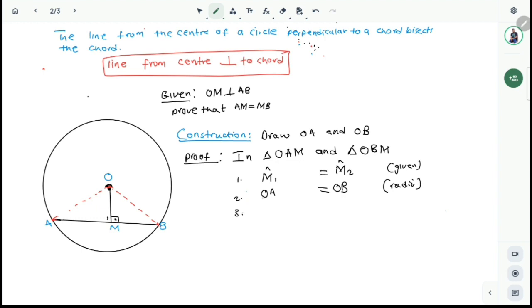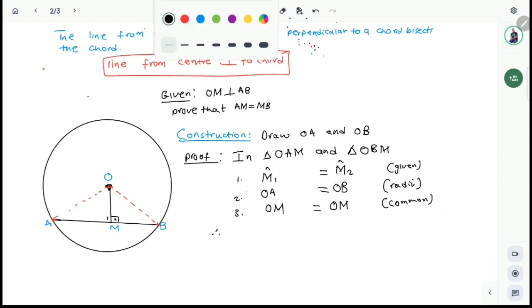Number 3, OM is common. As you can see, the triangle OAM has the line OM. Also the triangle OBM has the line OM on it. So as a result, we're going to write OM for this triangle is equal to OM for this triangle. The reason being common.